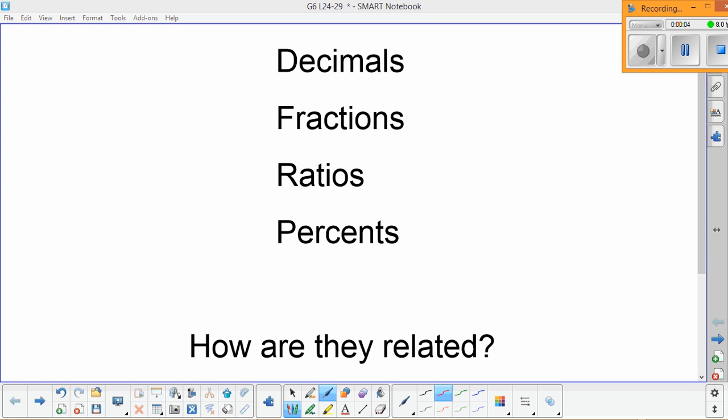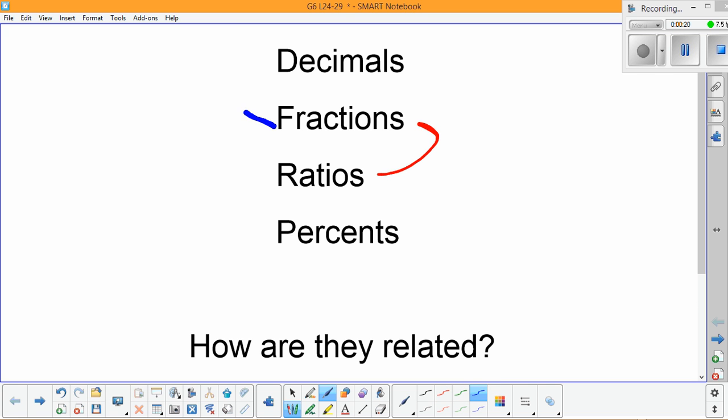So this lesson we're starting to talk about decimals, fractions, ratios, and percents and how they are related. And I know that we've found a connection between ratios and fractions because we can write ratios as fractions. And we found a relationship between fractions and decimals already. We know that every fraction can be written as a decimal by dividing.